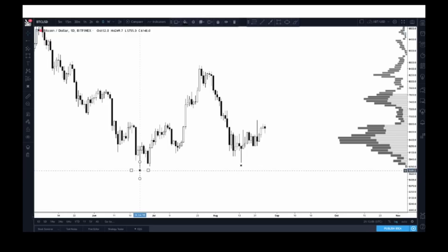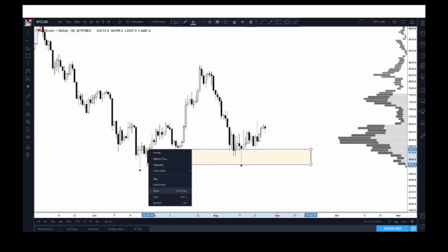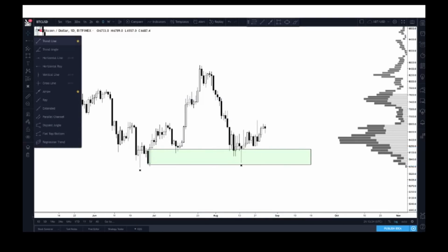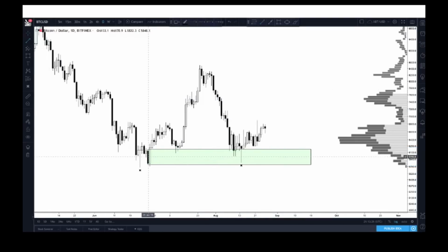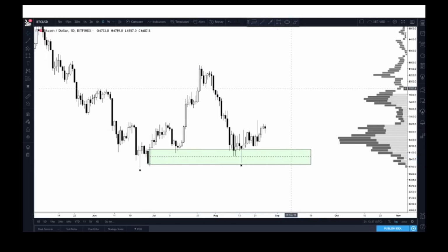Equal lows in June. And we can go ahead and draw a major order block, which is clearly right over here. To hit bullish daily order blocks, I like to draw in green. Perfect.